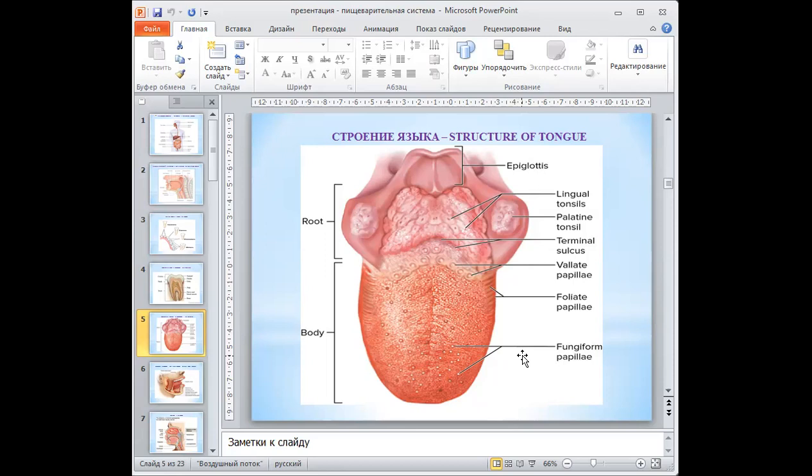Functions of the tongue. First, protective function. It provides impermeability for bacteria. The second, plastic function. It provides a rapid recovery of the epithelium. Third, sensitive function. It provides a perception of pain, heat, and taste. And fourth, absorptive function.